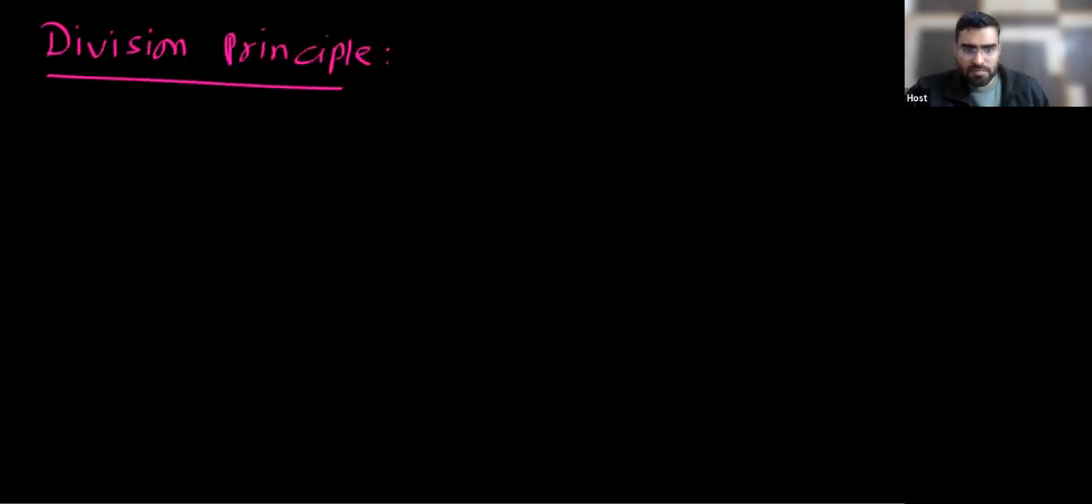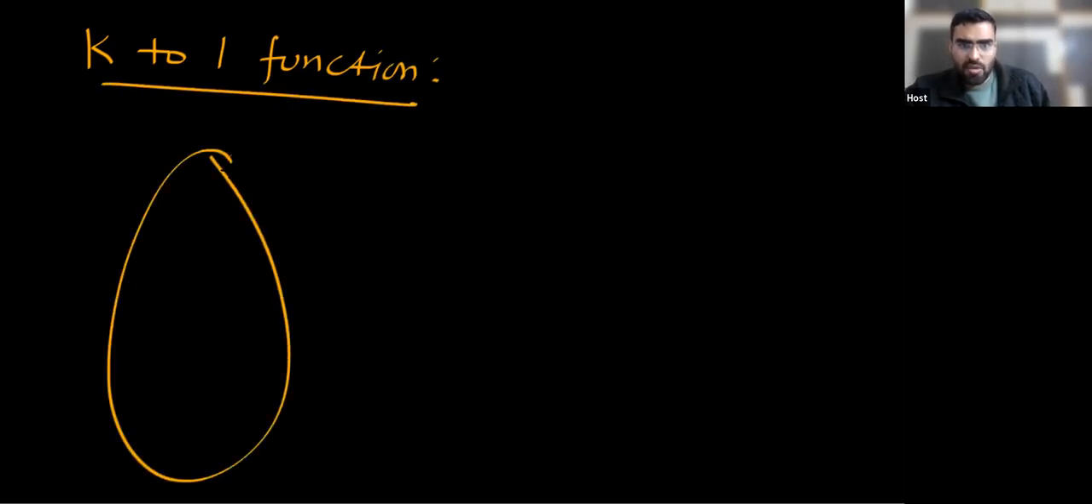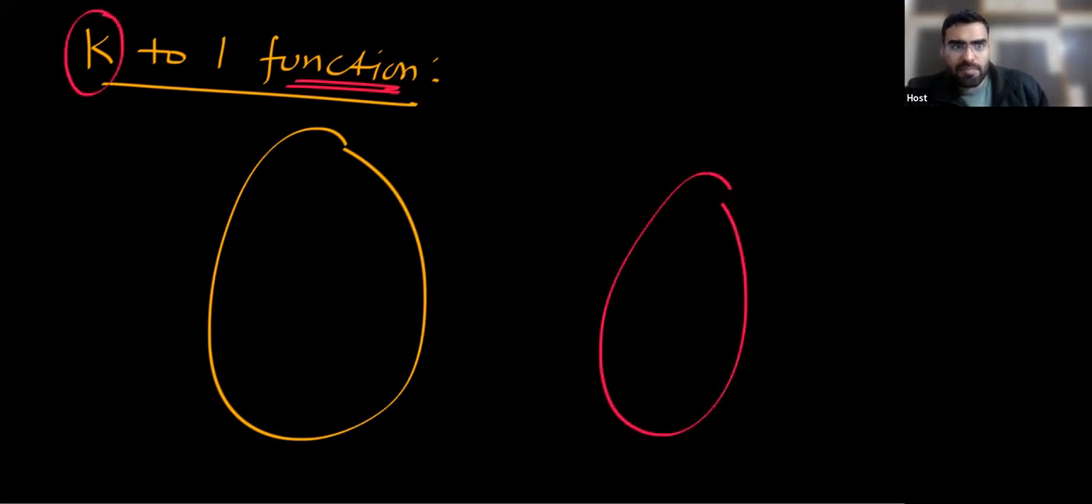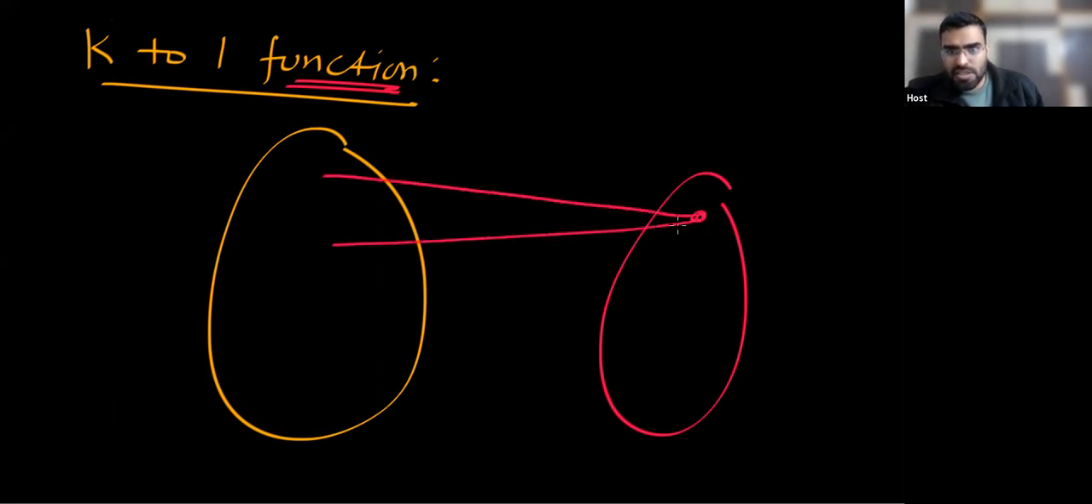Now, what is a k to 1 function? Let me tell you. First of all, this is a function. Because this is a function, every element is mapping to exactly one element. But actually, every element here has k pre-images. So this is the k to 1 function. Okay, is this clear? K to 1 function means every element here has exactly k pre-images.